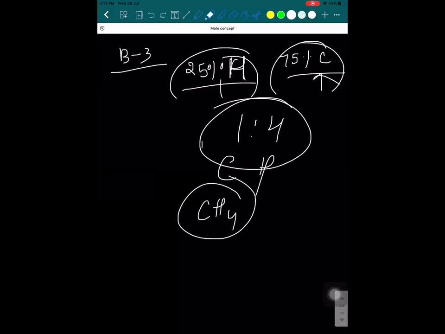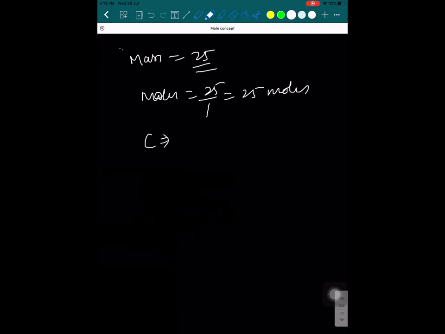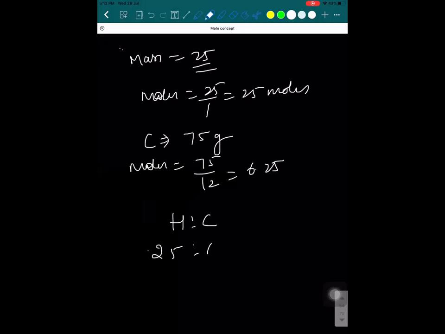Other students, please tell me if there is a doubt in this particular question. Yes, you are saying right. I can calculate it by the moles also. Mass of hydrogen is 25, so moles will be 25 by 1, that is 25 moles. And carbon's mass is 75, so moles will be 75 by 12, approximately 6.25. So hydrogen and carbon ratio will be 25 is to 6.25. Again it will be 4:1. Yes, Aditya, what is the doubt?